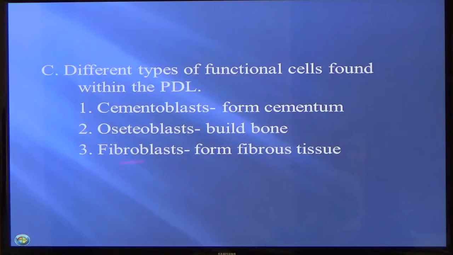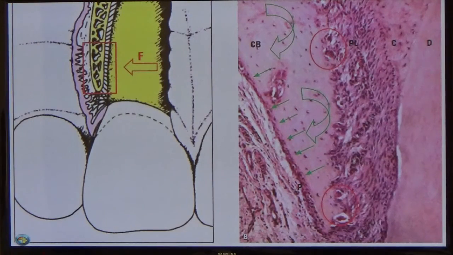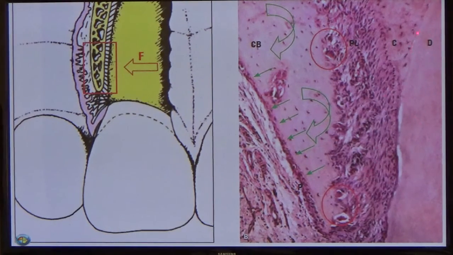Then you have fibroblasts. Again, they're making fibrous tissue. That's not important. Again, that's kind of what the cells look like. Here's the dentin, cementum. And here's the periodontal ligament and all its cells. And then you have the cortical bone on this side.